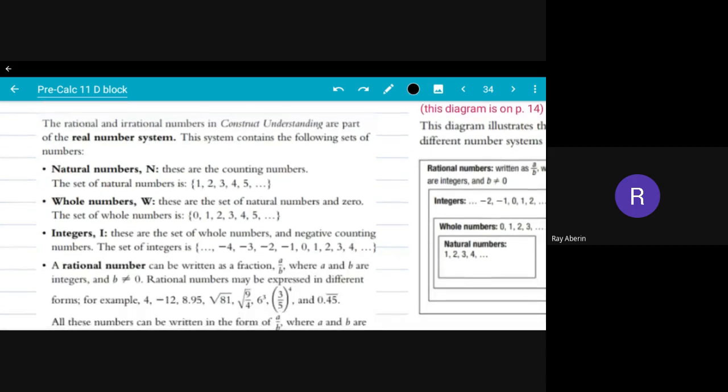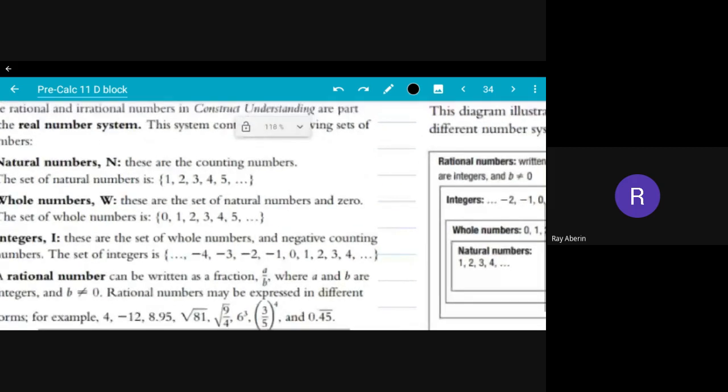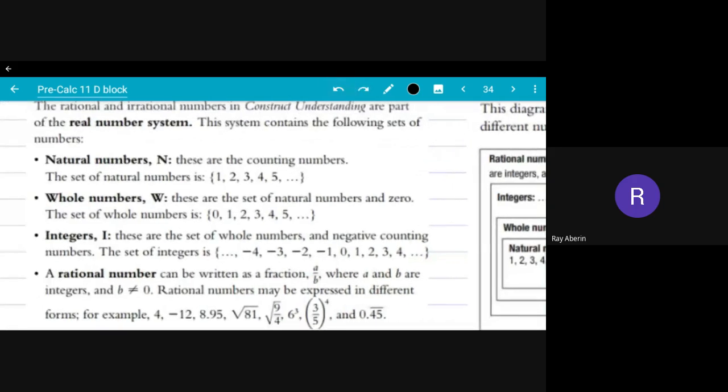The real number system is composed of different sets of numbers. Now, in elementary, you guys were actually exposed to this one.